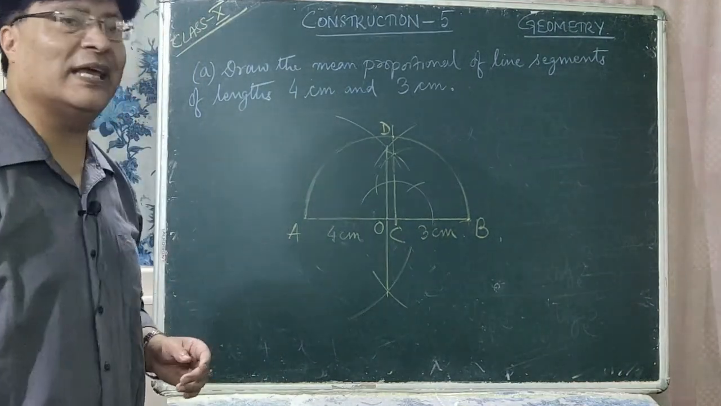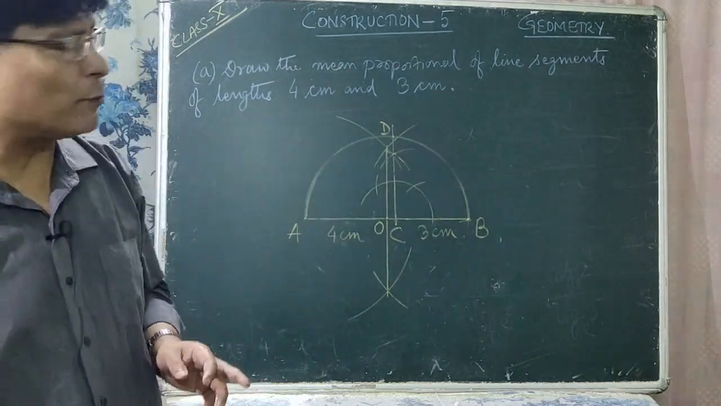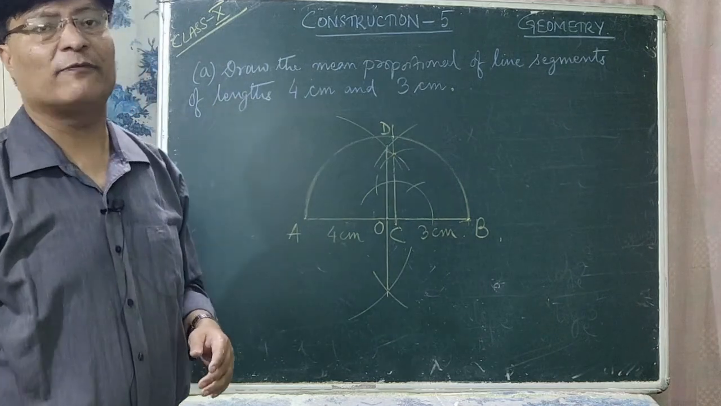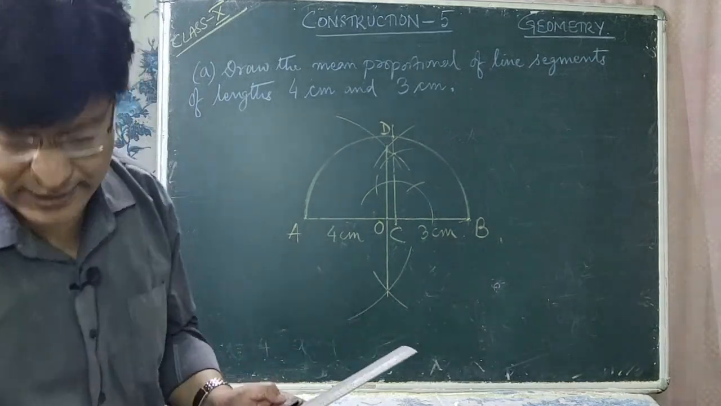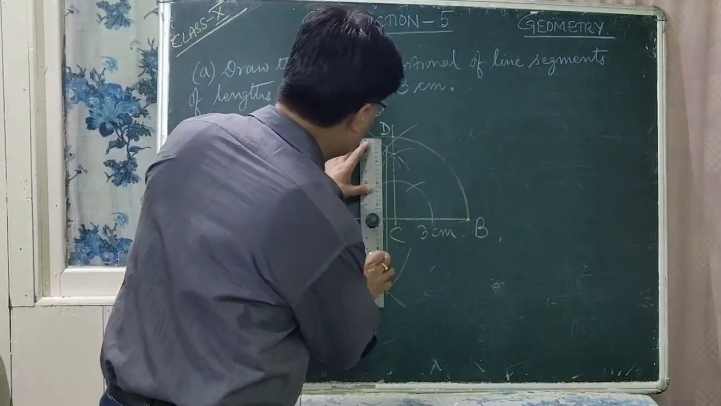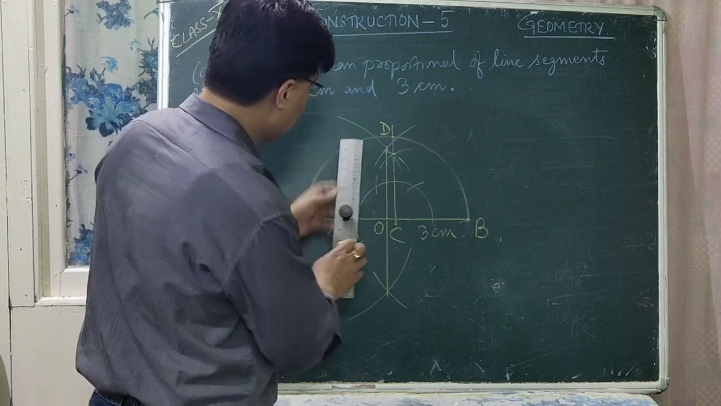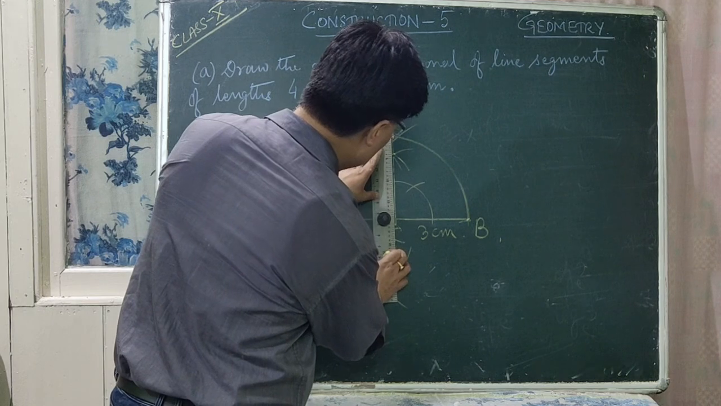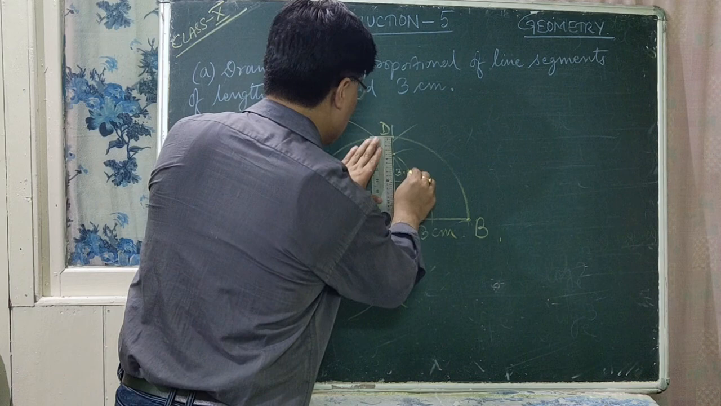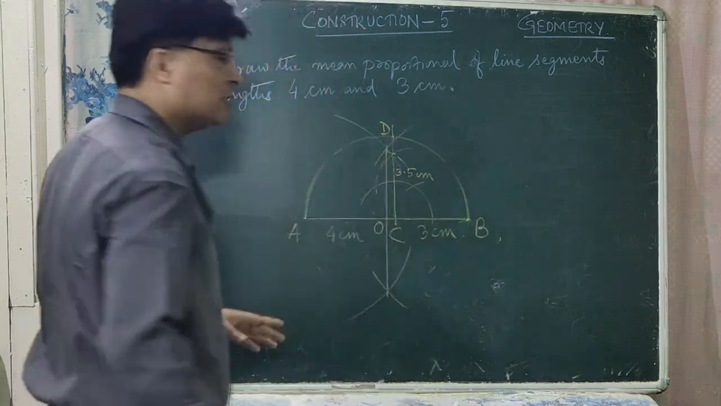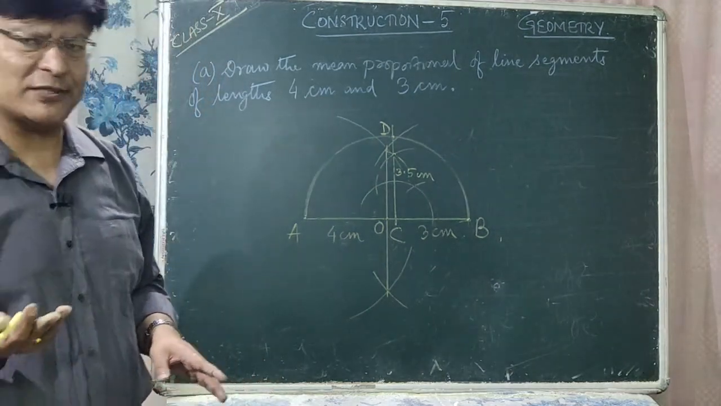Now we have to measure the length of CD. The length of the CD will give you the mean proportional between the line segments, 4 centimeter and 3 centimeter. Okay. Now let us measure this length. So you can also measure this length from this centimeter, right? So this will be 3.5 centimeter. It may be 3.4, it may be 3.6.